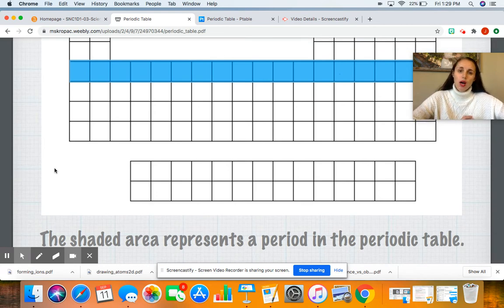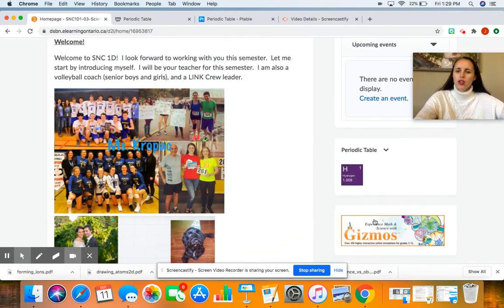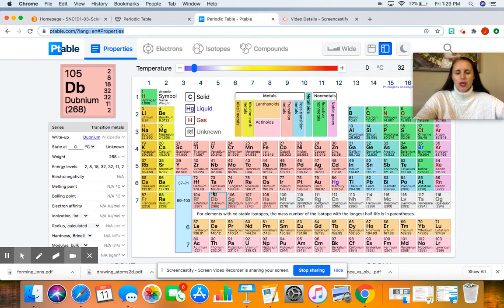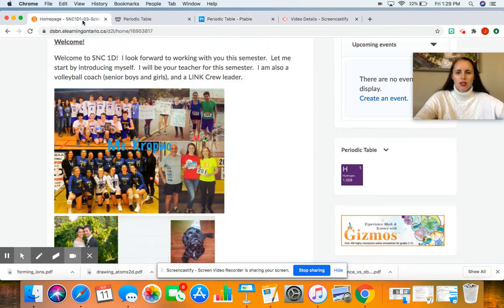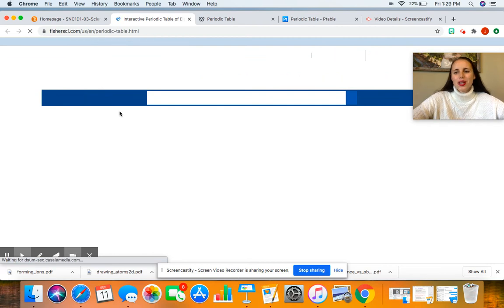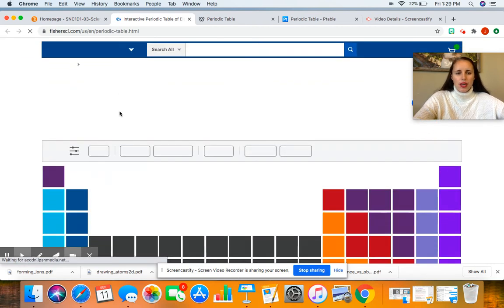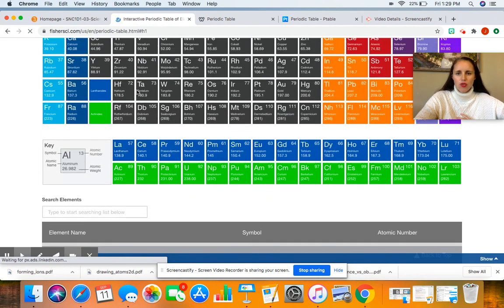I do want to show you a couple more things for your periodic table. If you go to your D2L homepage and you scroll down here, you're going to see something that says periodic table. It's called a widget. It's like an app. If you click on it, it's going to bring you to this interactive periodic table. Nope. We're going to go to the other one. There we go. This is the one I wanted to show you. So what's nice about this periodic table is you can click the elements, you can zoom in, it's got all this information there for you, which is great.